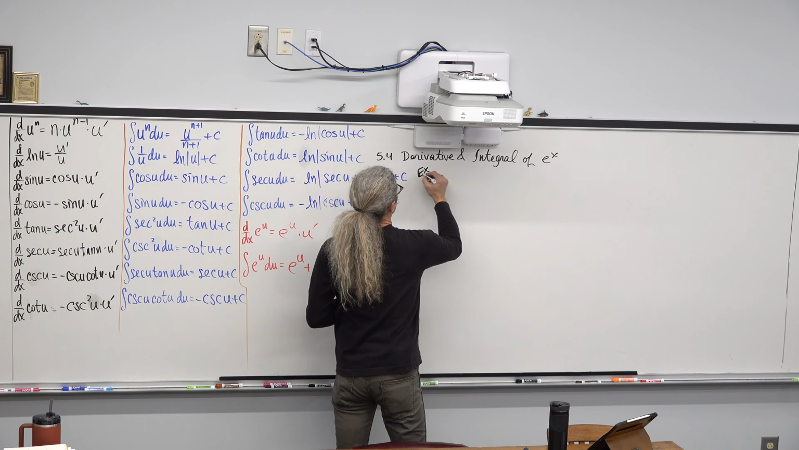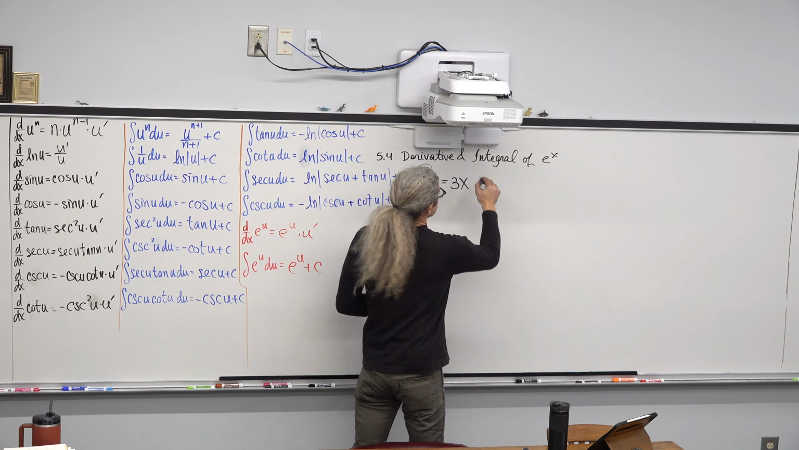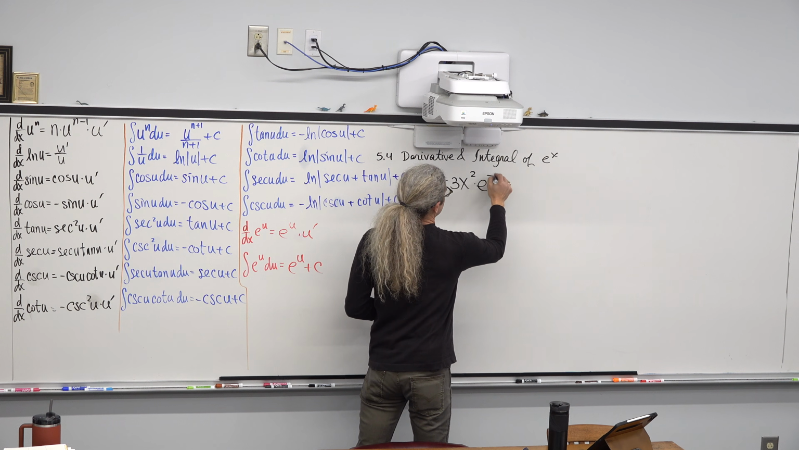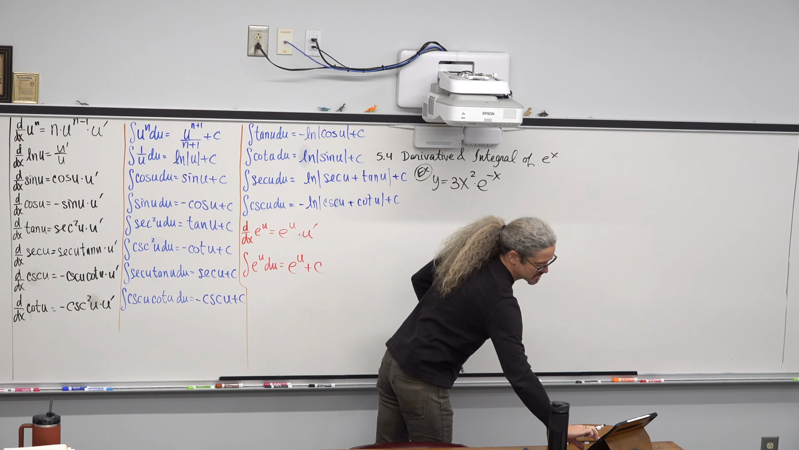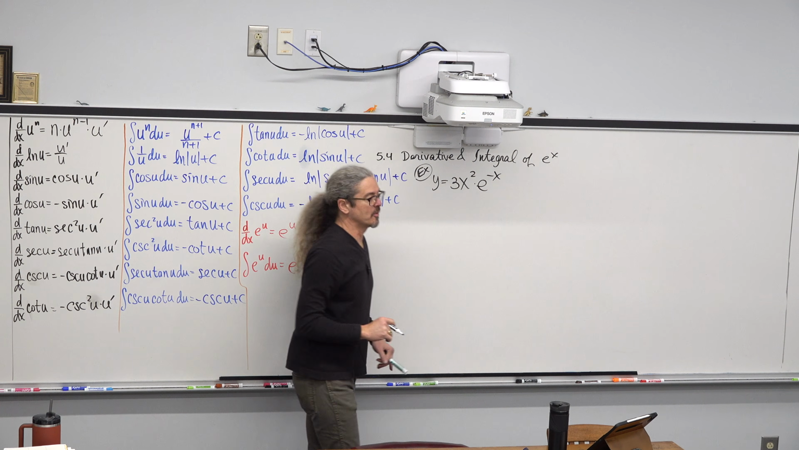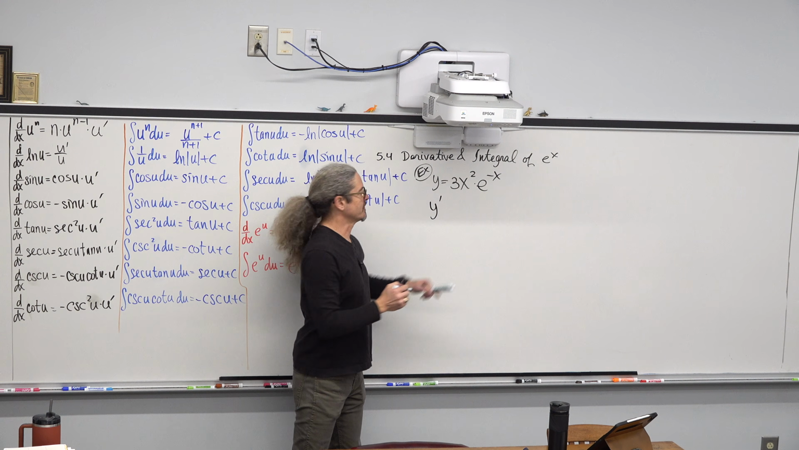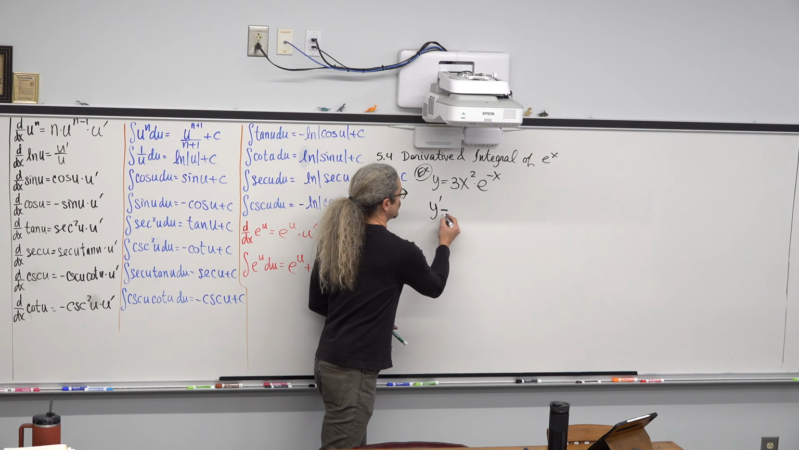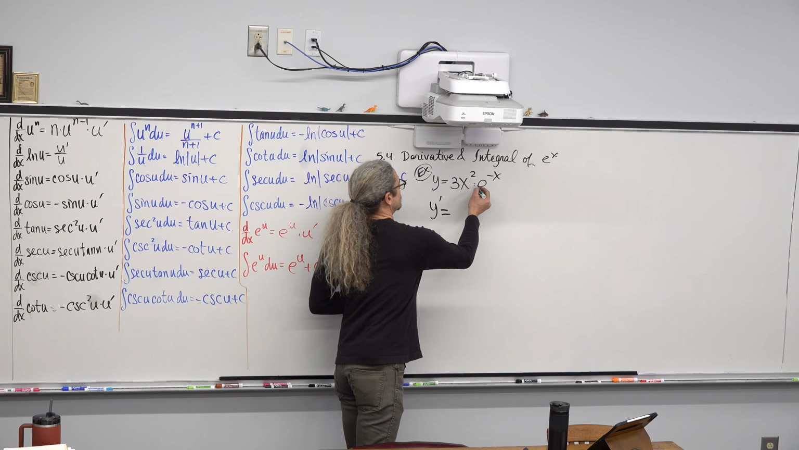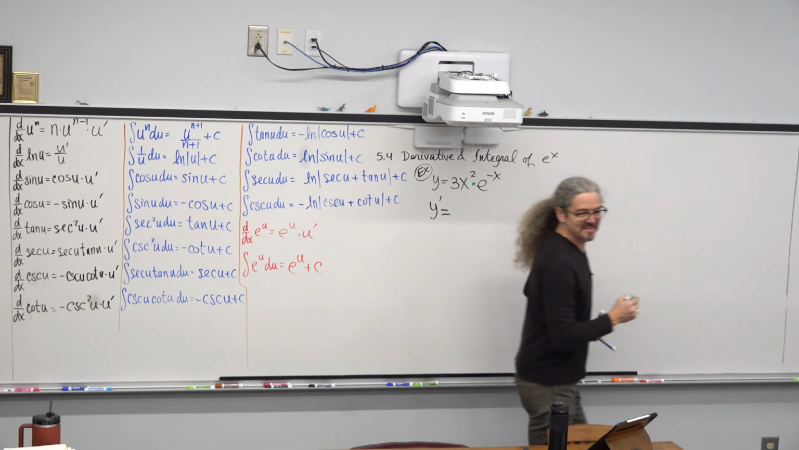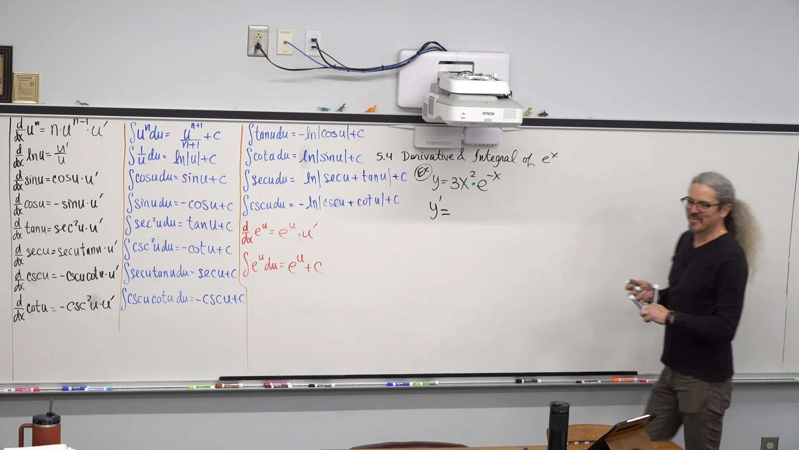For our next example, we have y is equal to 3x squared times e to the negative x. We're going to walk through this one, and I'm going to let you try the next one on your own for a period of time. What is it going to take to find y prime for this problem? What rule are we going to have to follow? Well, product rule.